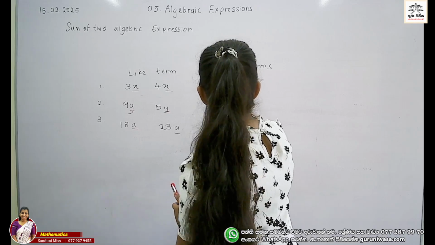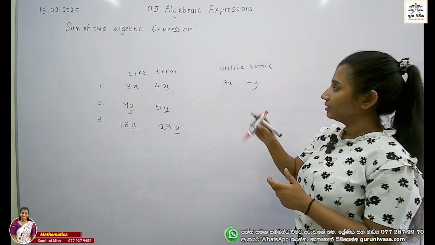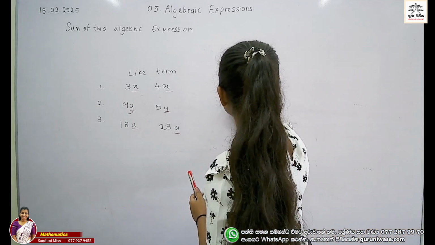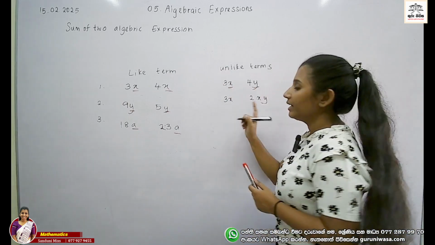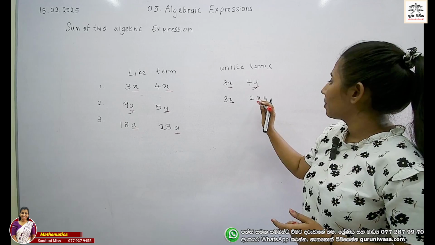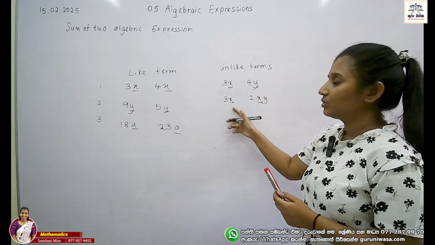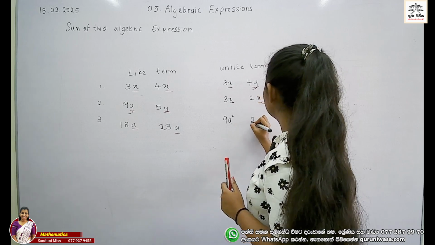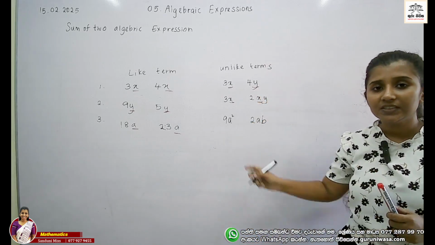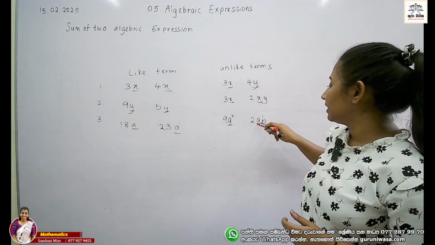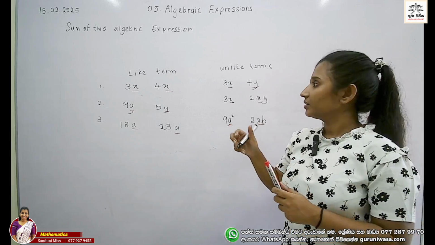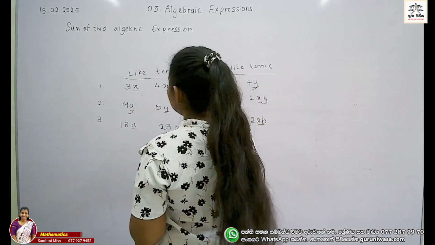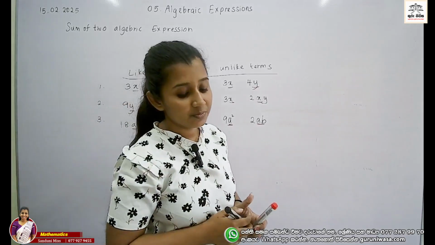Unlike terms are what? 3x, 4y. These are not same. Those are called unlike terms. Or if we have 3x, 2xy. What can you say about this? x is there, but y not in the first term. So they are also unlike terms. 9a squared, 2ab. This is also unlike. Why? Here a squared, here only a and b. So quickly have this before we find the sum of two algebraic expressions.